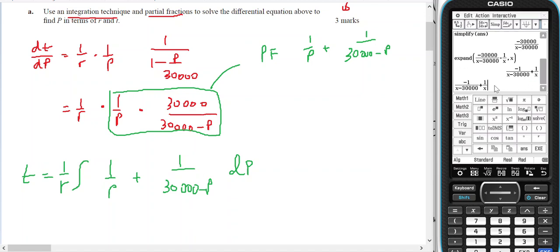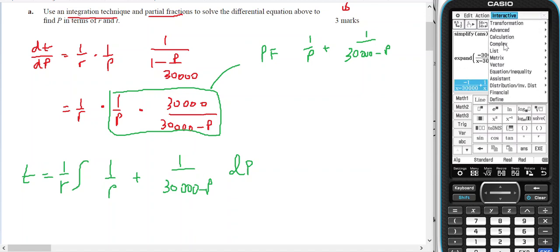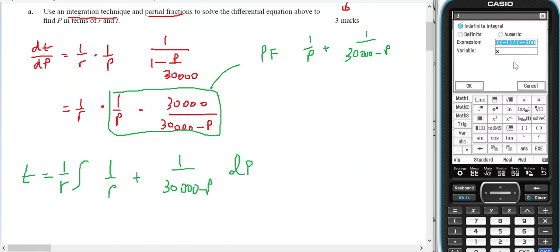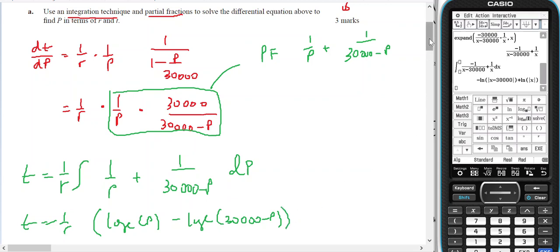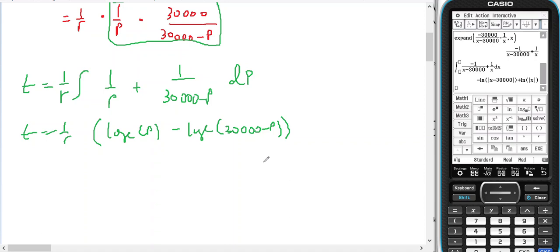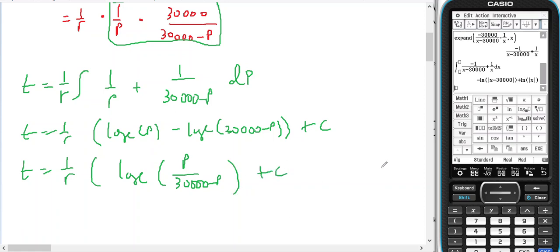So I might take this and I'm going to interactive calculation integral with respect to x, okay, and that says T equals 1 on R log base e of P minus log base e of 30,000 minus P, plus some constant C, which means that T equals 1 on R log base e of P over 30,000 minus P plus some constant C.